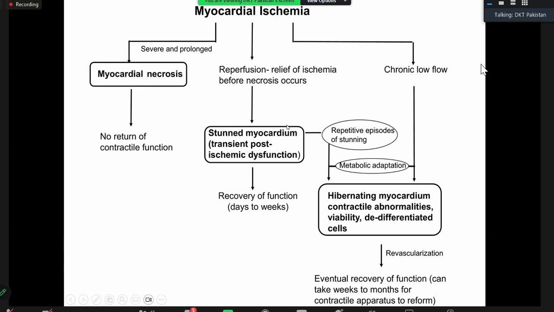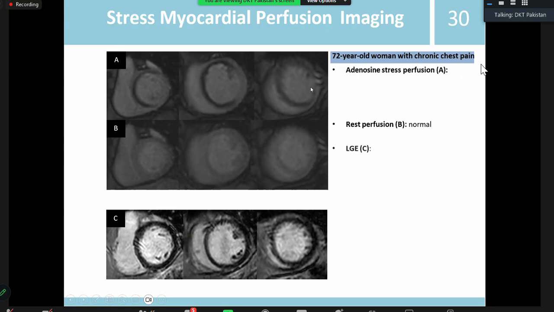And we say that if there is no perfusion abnormality, it is a stunned myocardium. And if it is a chronic low flow case with perfusion abnormality, like we saw in this case with chronic chest pain, there is an abnormality here which is not present in the LGE sequences. So this is again an inducible ischemia. It is very extensive inducible ischemia, involving both LAD and RCA territories. So it is a case of hibernating myocardium. Just to repeat myself again, hibernating myocardium will have perfusion abnormality. This is a perfusion abnormality.